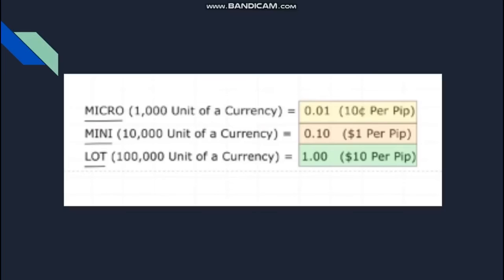Next, we have what are lots. These are very easy to understand, but very hard to familiarize yourself with. We have 3 different lot sizes. We have micro, mini, and lot. Micro is 0.01 position, and it gives you 10 cents per pip. Next, we have mini, which is 0.10 position, and that is $1 per pip. Next, we have our lot, which is 1.00 position, and this gives you $10 per pip. The more you understand it, the higher you can go in lots, and of course, the more money it results in.